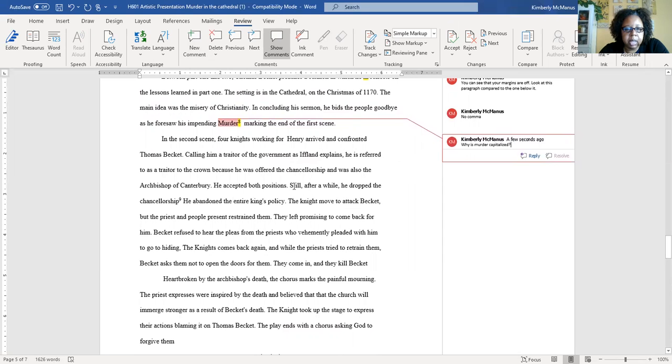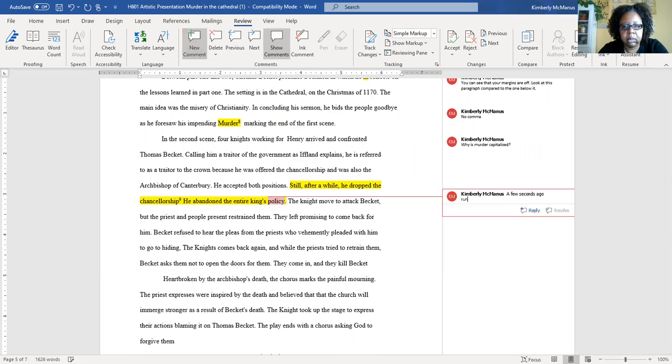I'm down here at number 9. Still, after a while, he dropped the chancellorship. He abandoned. Okay, so once again, you have 2. This is what we call a run-on sentence. The night move. Okay, so what are we doing? That's incorrect.